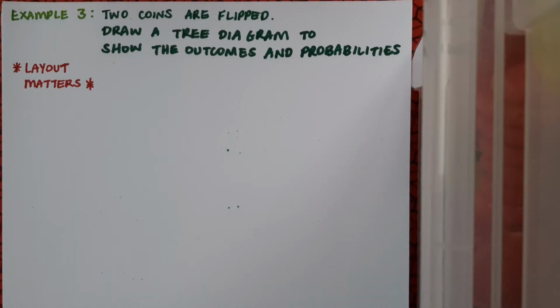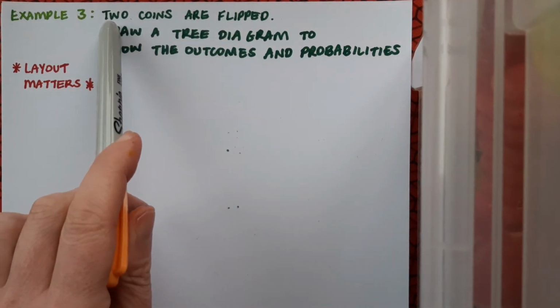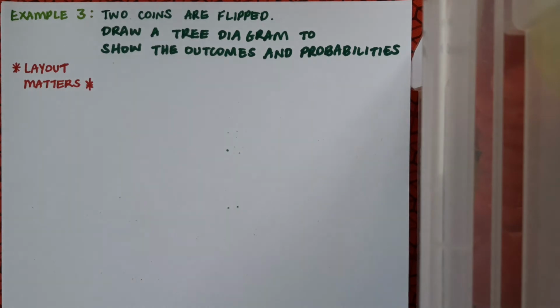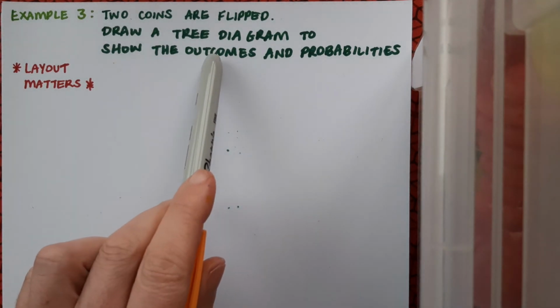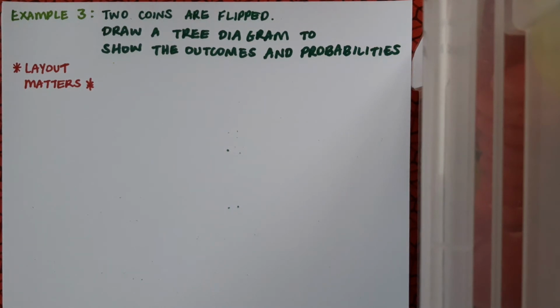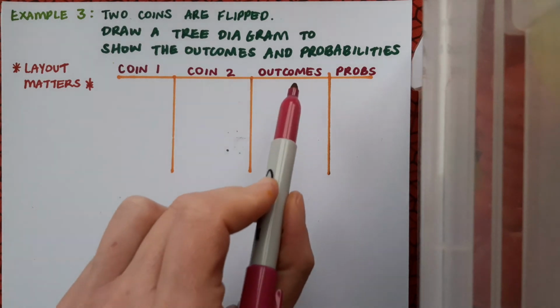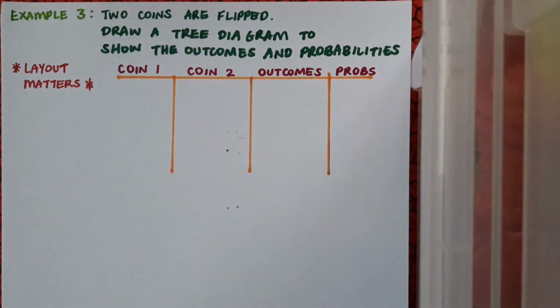And I'll divide it into columns, and I'll have columns to cover each of the different things that are happening. So I'll have a column for each of the coins that are getting flipped. Then I'll have a column for the outcomes, and then I'll have a column for the probabilities as well. So decide how many columns you need at the beginning, then draw them, and then we'll get stuck in. And I'm going to put a heading in on each of my columns. So I'll have coin 1, coin 2, outcomes, probabilities.